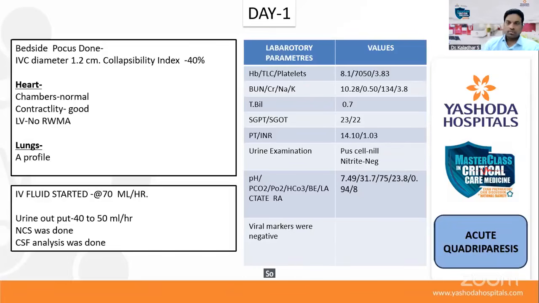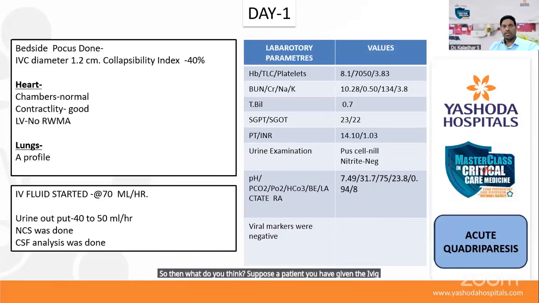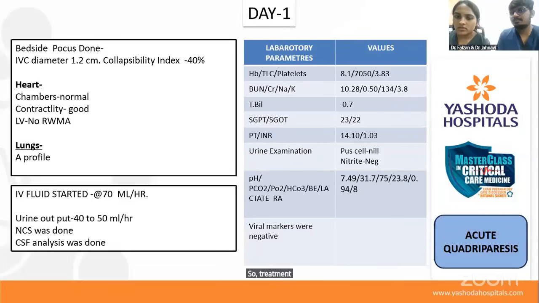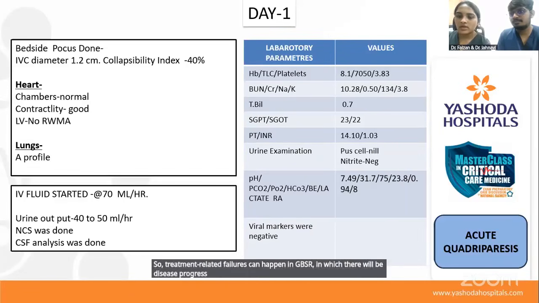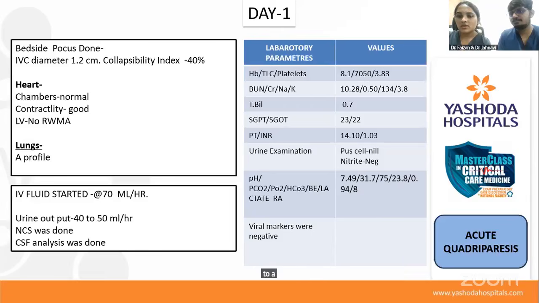So then, what do you think? Suppose a patient you have given the IVIG dose, and the patient did not show any improvement. What do you do? Treatment-related failures can happen in GBS, sir, in which there will be disease progression beyond 2 weeks and inadequate response. In those kind of situations, we can either continue with IVIG in an increased dose, sir.